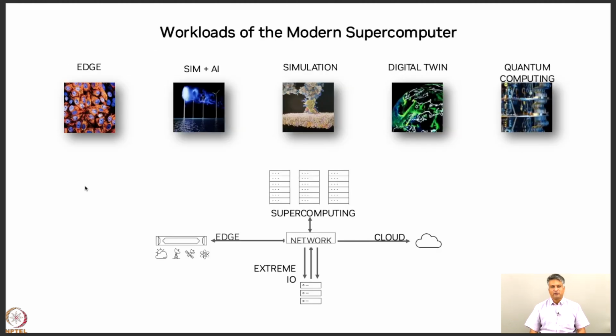So if you really look at it, what are the workloads of a modern supercomputer? You have simulation plus AI, you have edge computing, you have actual simulation, you have digital twin, and then finally we are trying to do some sort of quantum computing as well. Well, today a quantum computer is not yet realized, but a large amount of the quantum algorithms are now emulated on modern supercomputers for testing for future quantum machines which will be built.